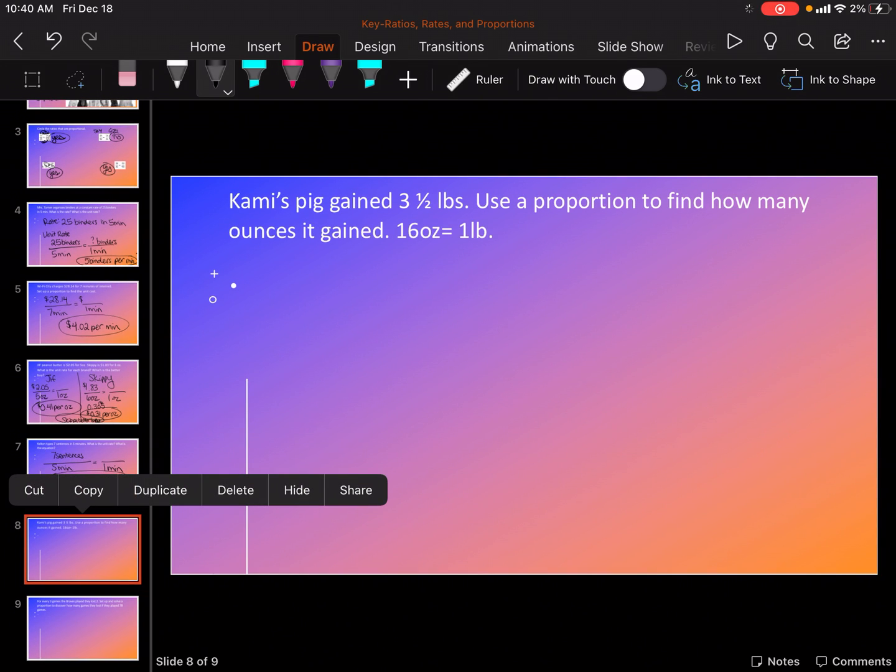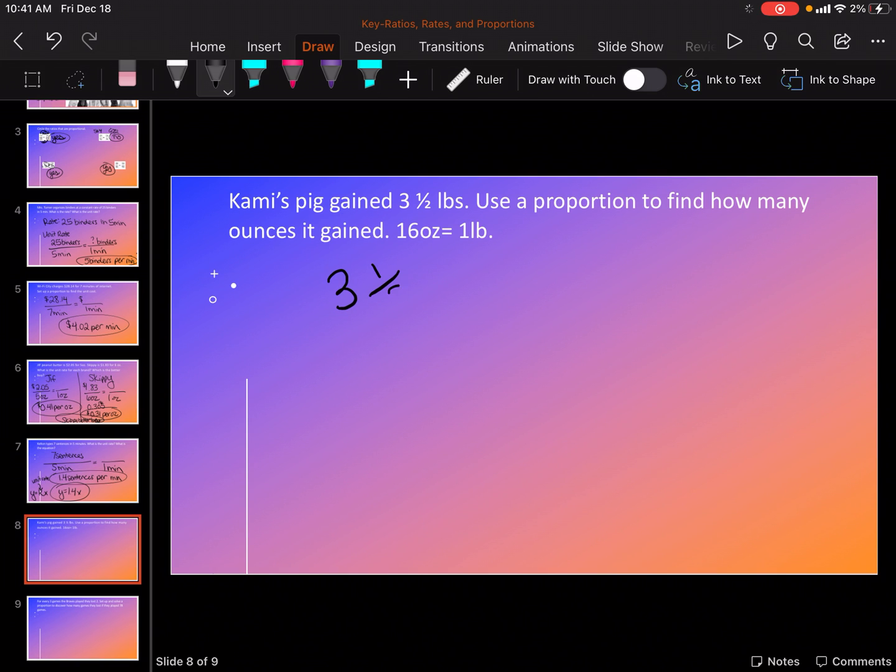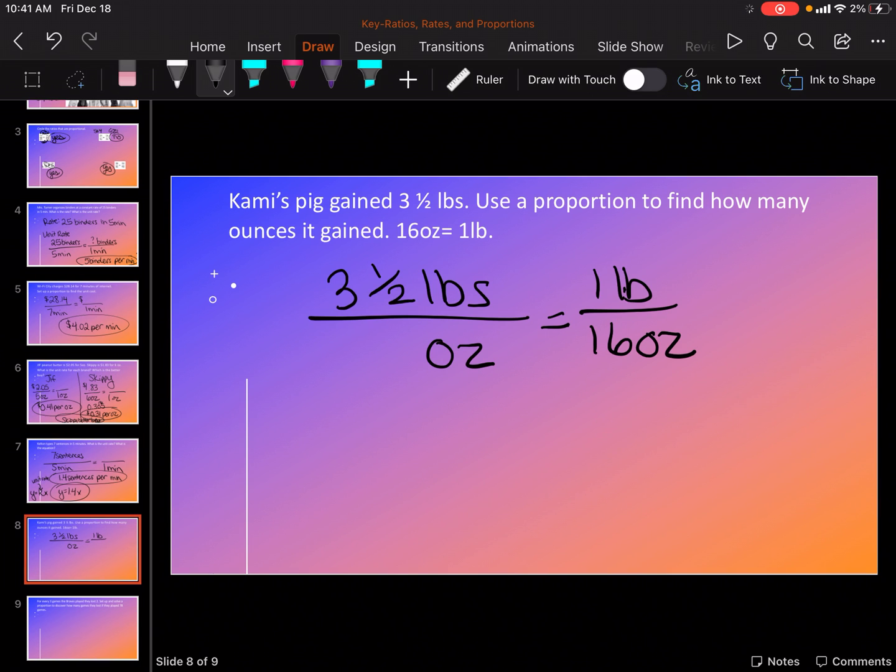Cammie's pig gained 3.5 pounds. Use a proportion to find out how many ounces it gained. Okay, so this is conversions. Set up a proportion and solve. So 3.5 pounds, we want to know how many ounces that is. On the other side, you're going to set up your unit rate, which is 1 pound for 16 ounces. Again, cross multiply, divide. 3.5, you can do 3.5 in your calculator, times 16 is 56 ounces.